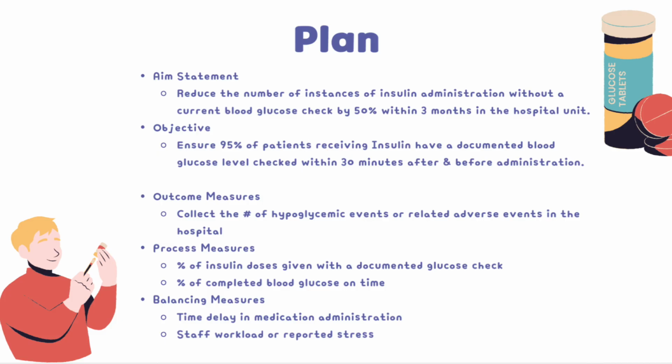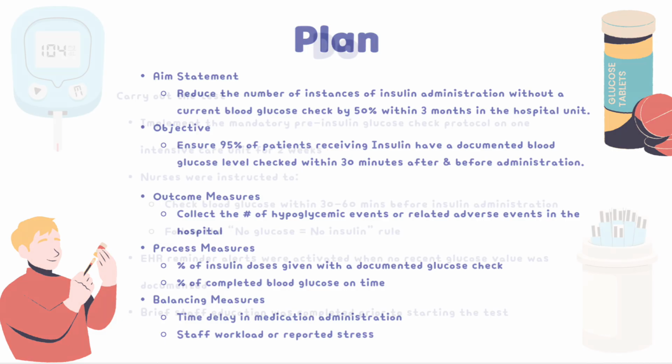To measure success, we will look at outcome measures such as the number of hypoglycemia events or related adverse events in the hospital. We will also track process measures, including the percent of insulin doses given with a documented glucose check and the percentage of glucose checks completed on time. Lastly, we consider balancing measures such as any delay in medication administration or increased staff workload and stress, to ensure the change does not negatively impact workflow.